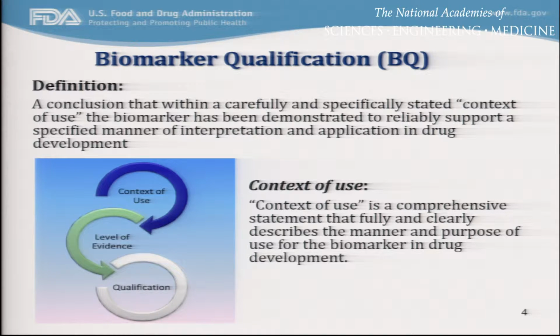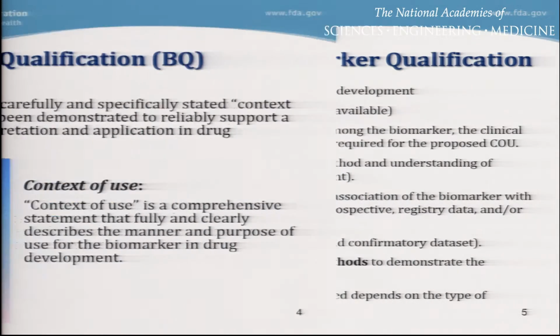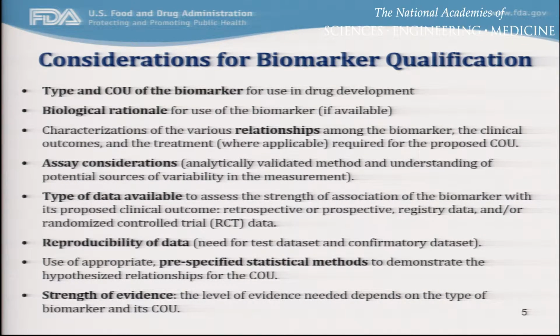This is a very important concept because it drives the level of evidence needed, and the level of evidence then drives the qualification process itself. We don't have evidentiary standards currently for the different types of biomarkers, and each type of biomarker can have multiple contexts of use, so the evidentiary standards are likely to be different for those contexts of use. Those are under development. We are working with multiple stakeholders, and through workshops and such, we hope to come up with evidentiary standards.